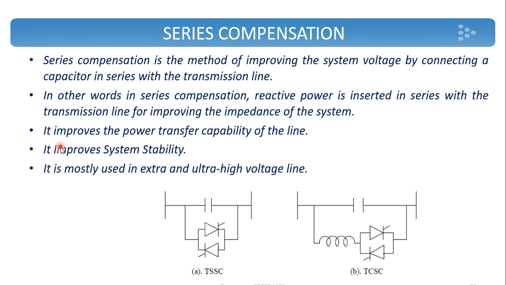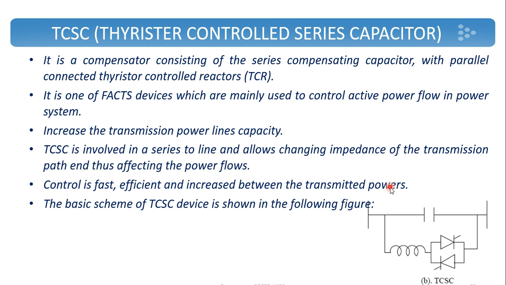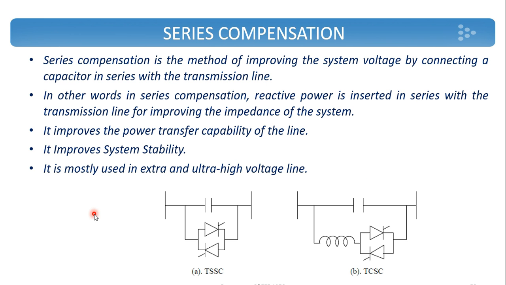It also improves the system stability, similar to shunt compensation. It serves all the purposes. It is mostly used in extra and ultra high voltage lines. Thyristor controlled series capacitor, or TCSC, is a model of series compensation. Over here we have TSSC and TCSC, the thyristor switched series compensator and the thyristor controlled series compensator.